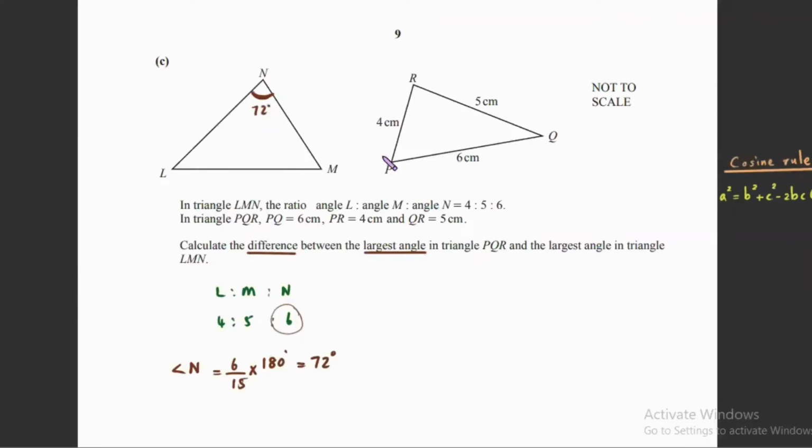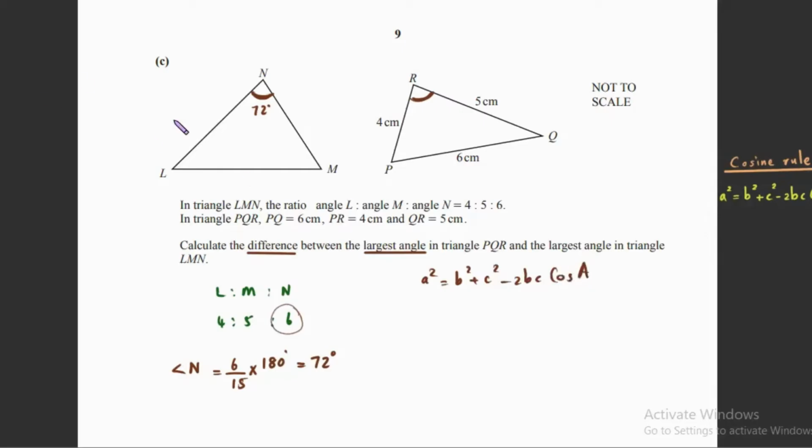We have to do the same thing for this triangle as well. In this triangle, the largest angle is always the angle that is opposite to the longest side. So it is 6 here, which is the longest side. So this will be the largest angle, which is angle R. To find this angle R, three sides are given to us. We need to calculate the angle, so we definitely go with the cosine rule. According to the cosine rule, we have a squared is equal to b squared plus c squared minus 2bc cos A. This is how it's given.